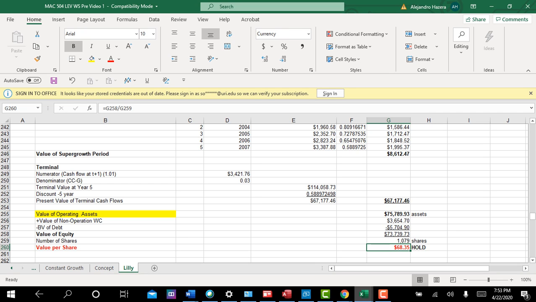Anyway, so $68. I would have considered that back in those times about a hold. And you did see it went down after that.